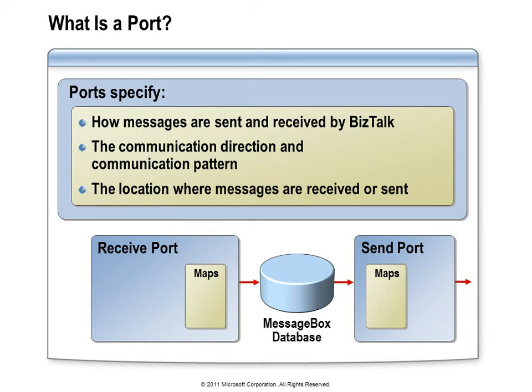It's very nice that receive ports and send ports can handle more than one map, because we might be accepting sales order messages, for example, and those sales order messages might arrive in one of many different formats. So we can take any particular sales order, pass it through a map, and convert it to a common format before it's published to the message box. That way, that particular receive port is always publishing the same type of message to the message box.